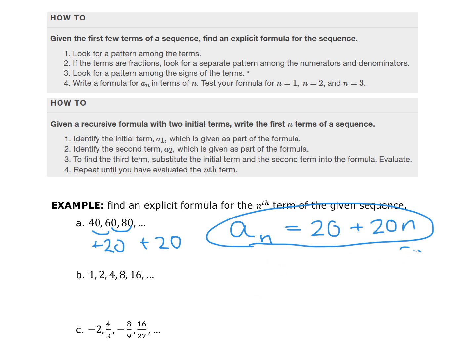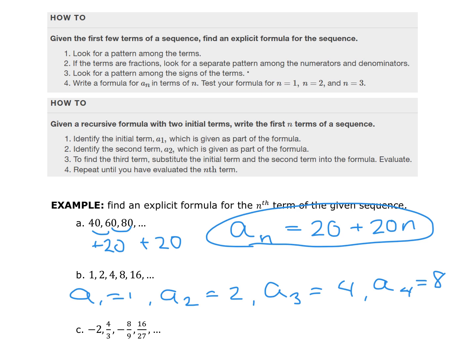Now let's take a look at the second one. Now what's happening on the second one is my first term, a sub 1, is 1, a sub 2 is 2, a sub 3 is 4, a sub 4 is 8. So between the first two terms is 1, between the second two terms is 2, between the next two terms is 4, and then 8. So I don't have a consistent amount being added to each term, but it's kind of consistent. I'm adding 2, 4, 6, 8 each time.